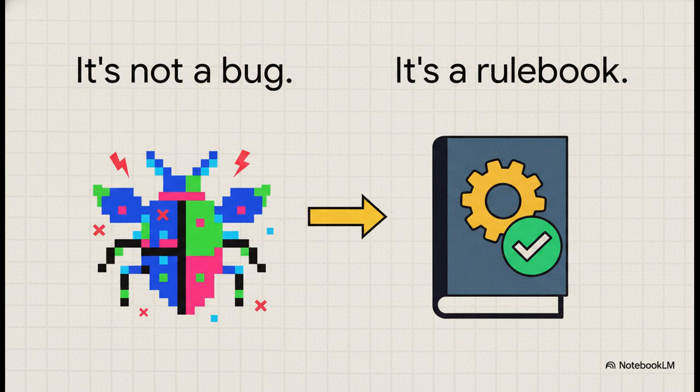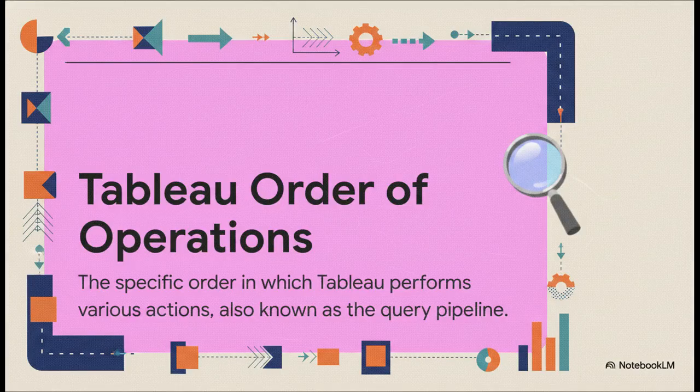Well, the good news is your dashboard isn't broken. And the even better news, what's happening isn't random. Not at all. It's actually completely predictable. It's not an error. It's just Tableau following its own very strict internal rulebook. And that rulebook is called the order of operations. You might also hear it called the query pipeline.